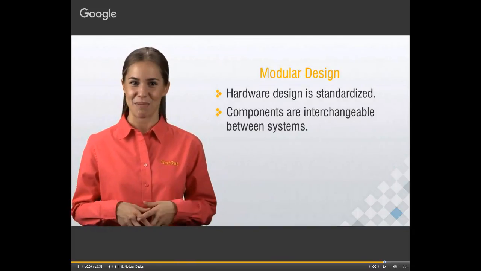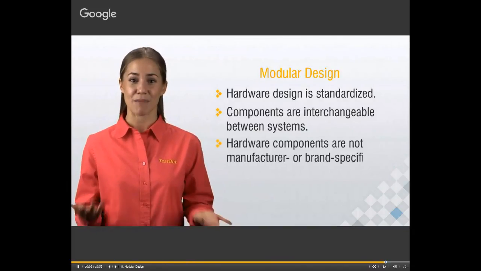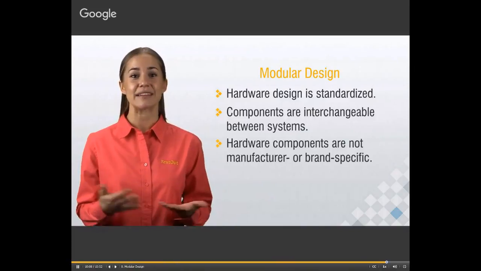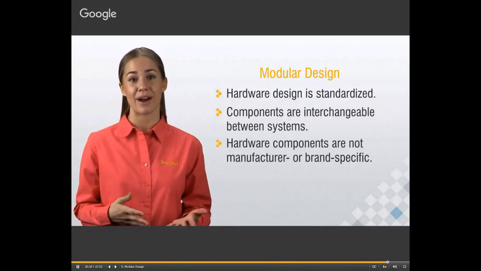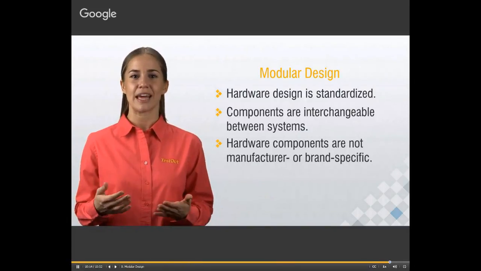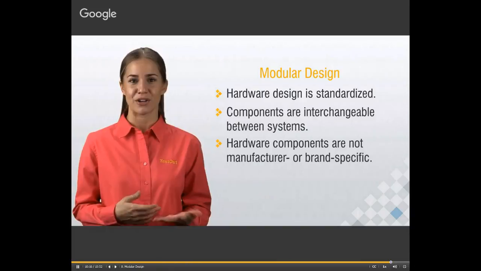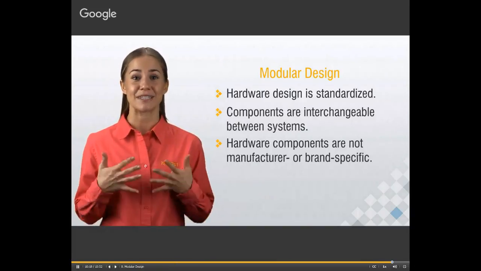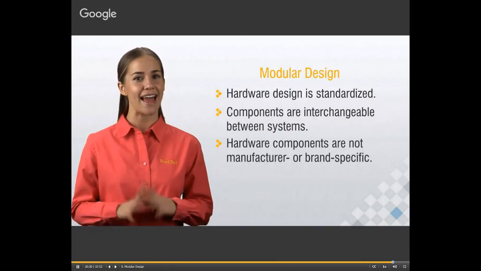Luckily, this isn't the case anymore. Because computer hardware is modular and standardized, you aren't limited to specific manufacturers or brands when buying or replacing hardware components. For example, if you want to install another hard disk drive in your computer, you don't have to buy it from the same company that built your computer. Any brand of hard disk drive will work.